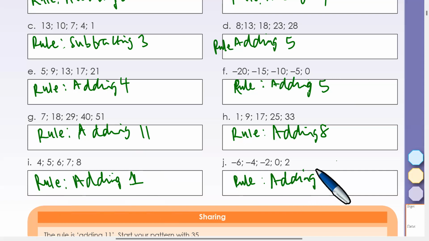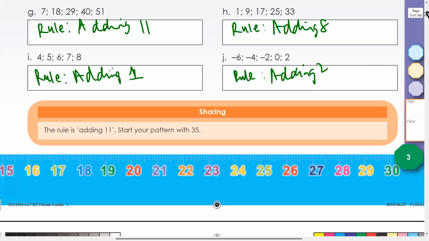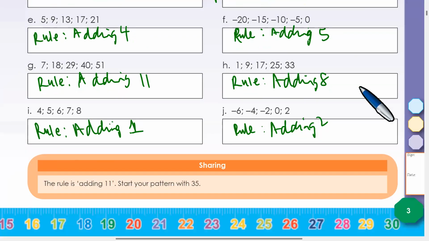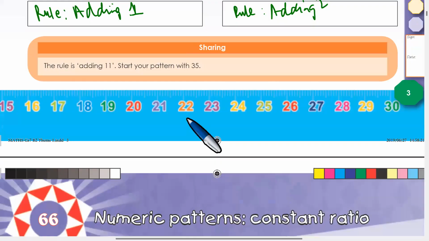Okay, so these are just number patterns. So if these are number patterns, we continue. The rule is adding 11, start your own pattern with 35. Okay, you can do that.